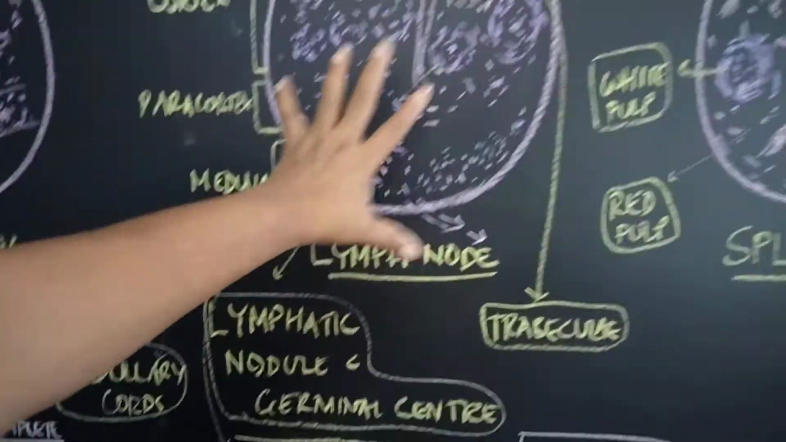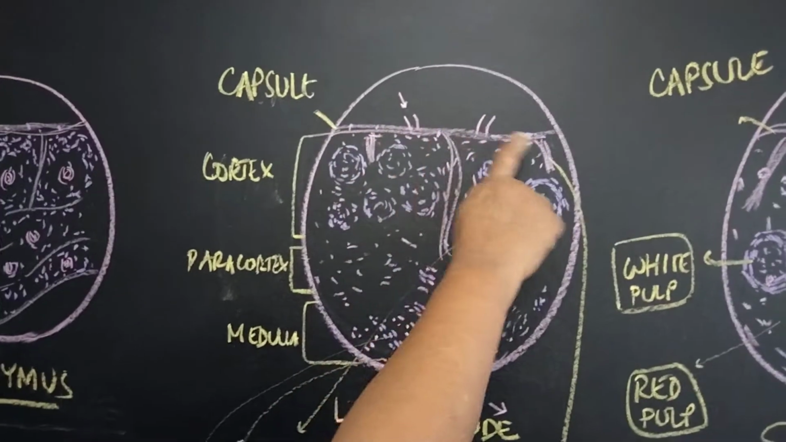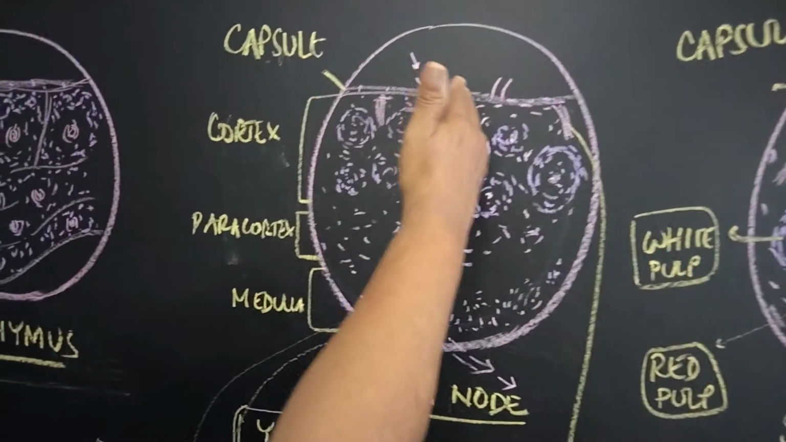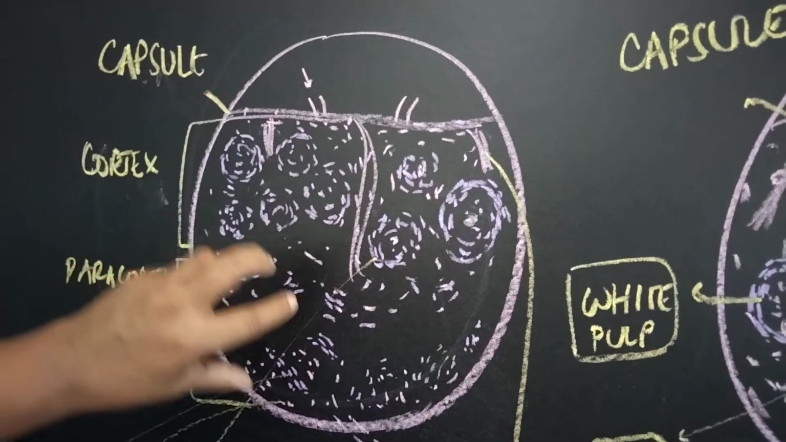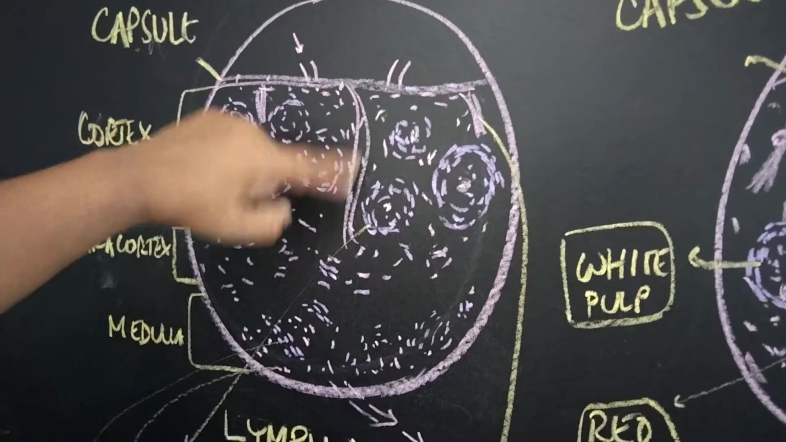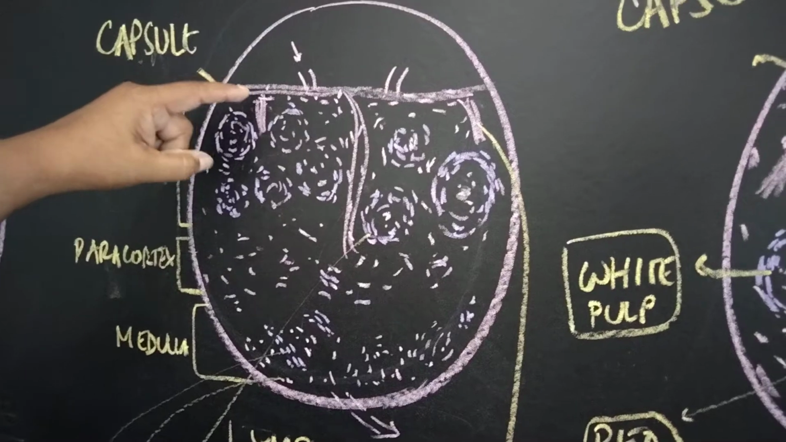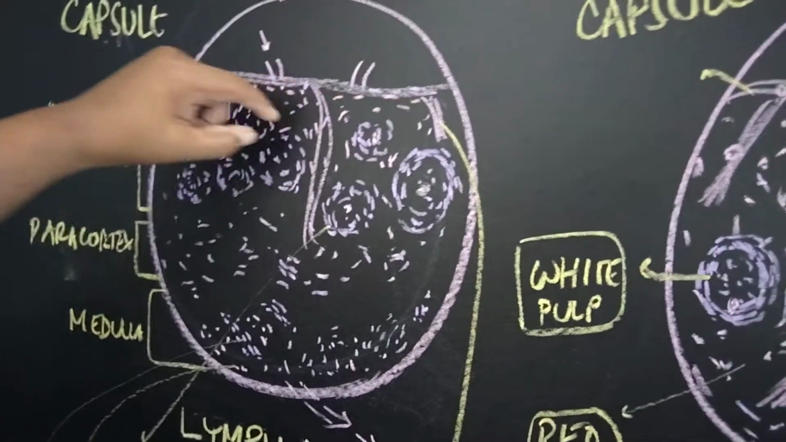Let us come to the lymph node. The lymph node also has a capsule. Through the capsule, the afferent channels open up, and there is an invagination within the cortex and medulla. There is also an outer cortex and inner medulla. These are called trabeculae, which intervene with the cortex, and the afferent channels open into the subcapsular sinus.